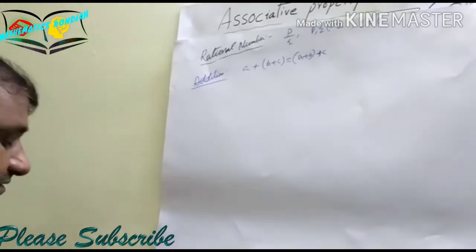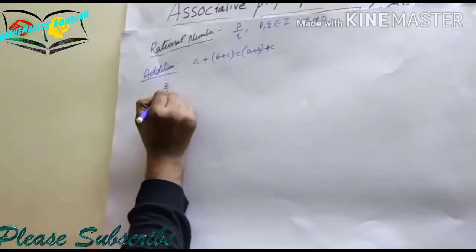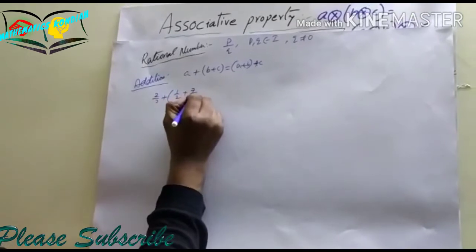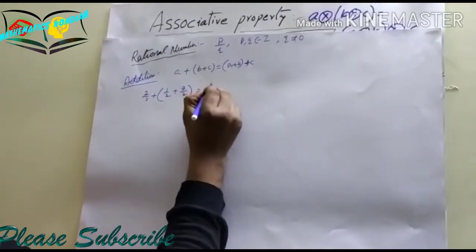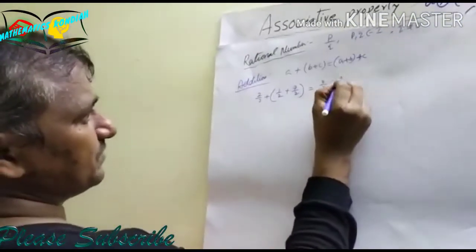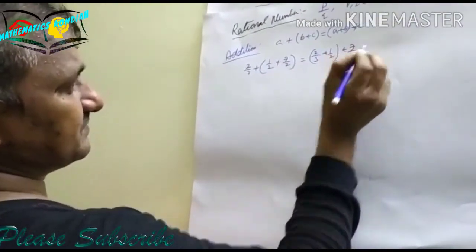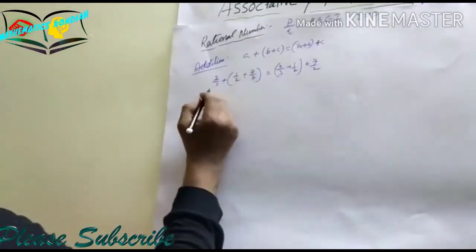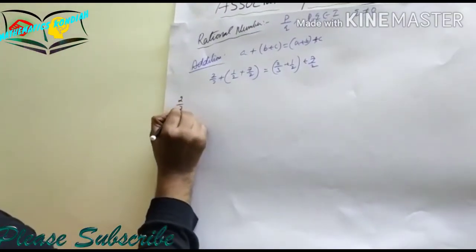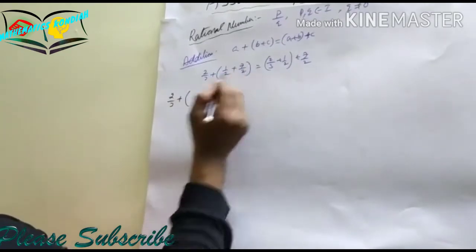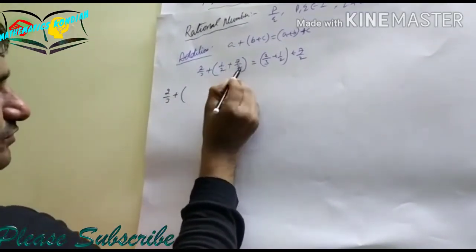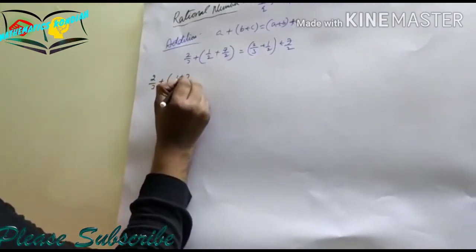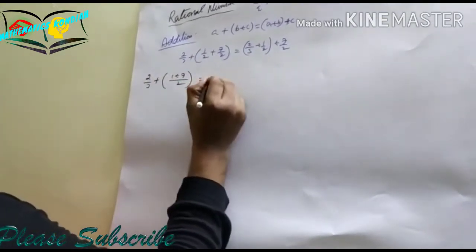See, a replaced by 2 by 3, plus 1 by 2, c replaced by 7 by 2. Therefore 2 by 3 plus 1 by 2 plus 7 by 2. See, what is the LCM of 2 and 2? The same number, LCM is the same, 2. 2 by 2, 1 plus 7. Directly add the numerators.